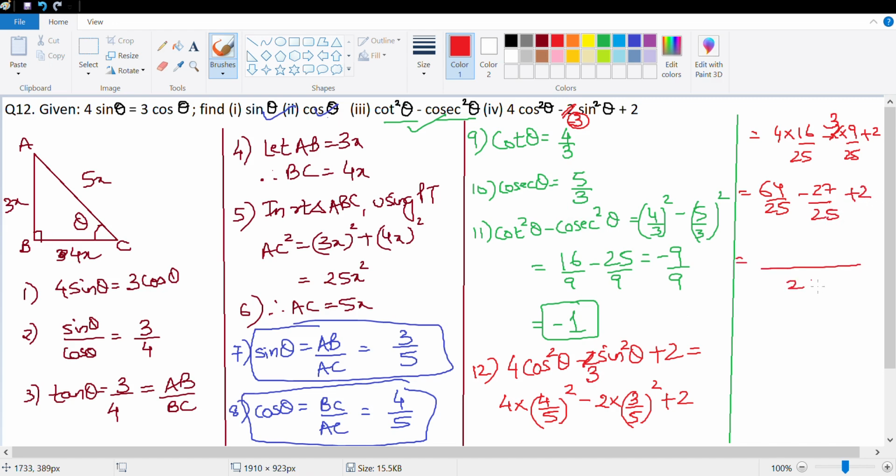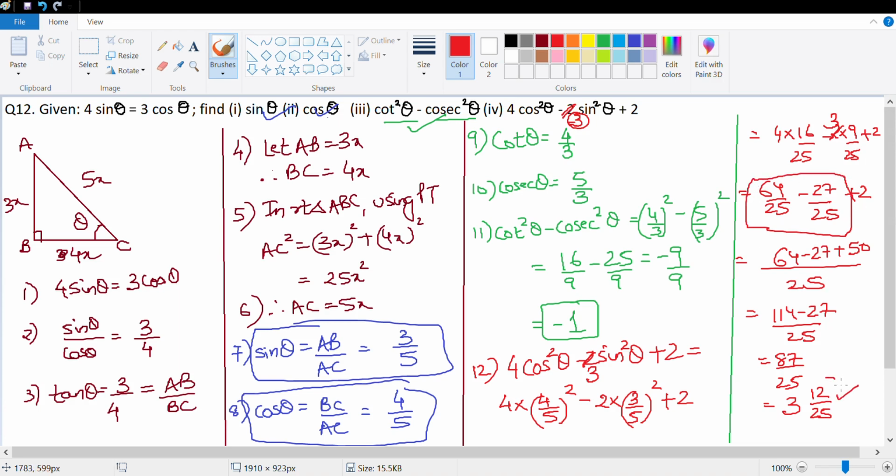Let's take LCM. So this is 25, 64 minus 27 plus 25 into 2. That's 50. So 64 plus 50, that's 114. Okay, 114 minus 27 upon 25, which is 87 upon 25, which would be 312 upon 25. I could have just reduced this as well. I would have got the same answer, but anyway, the final answer is 312 upon 25.